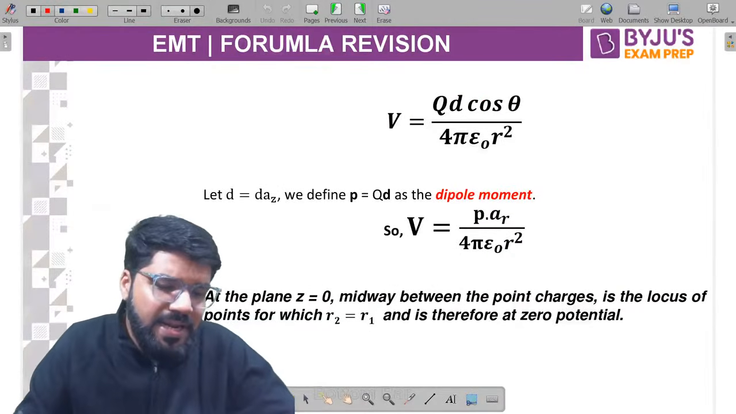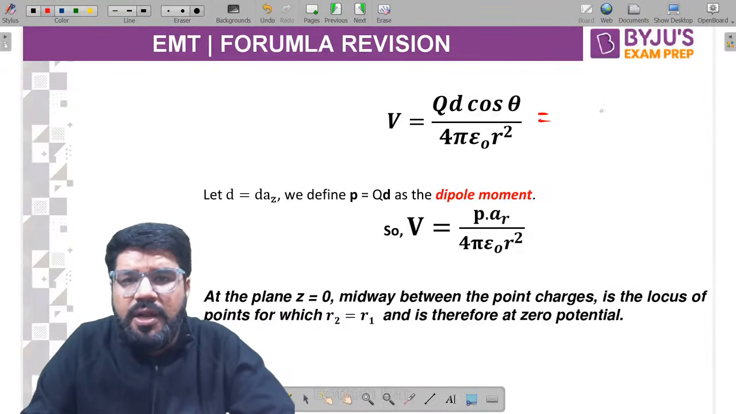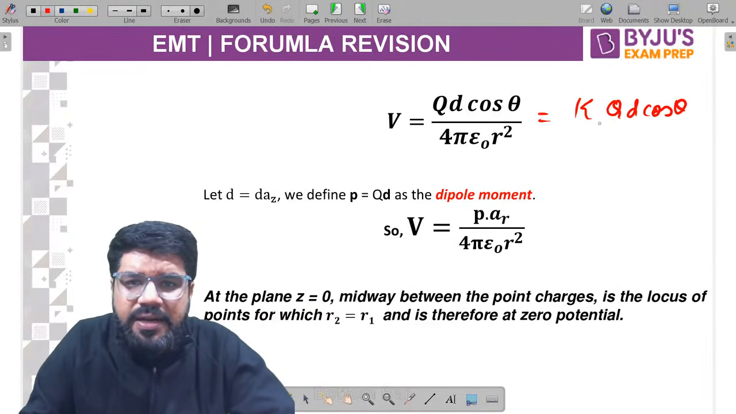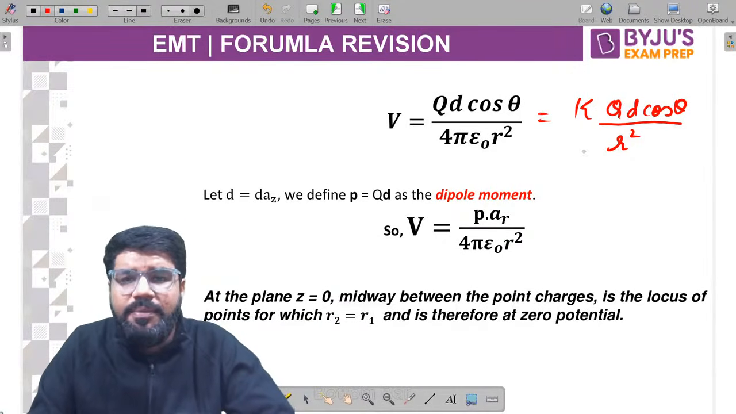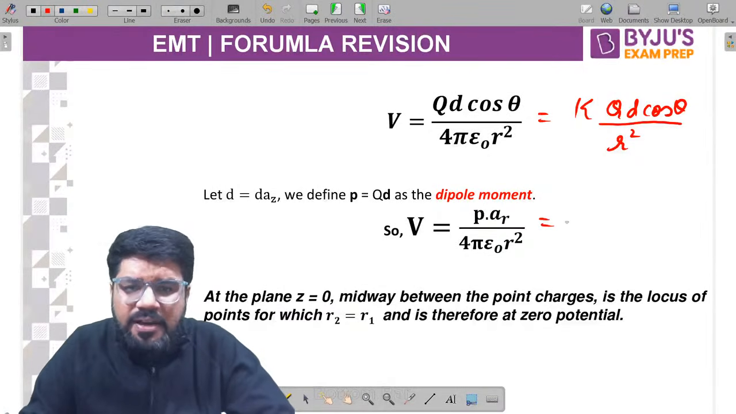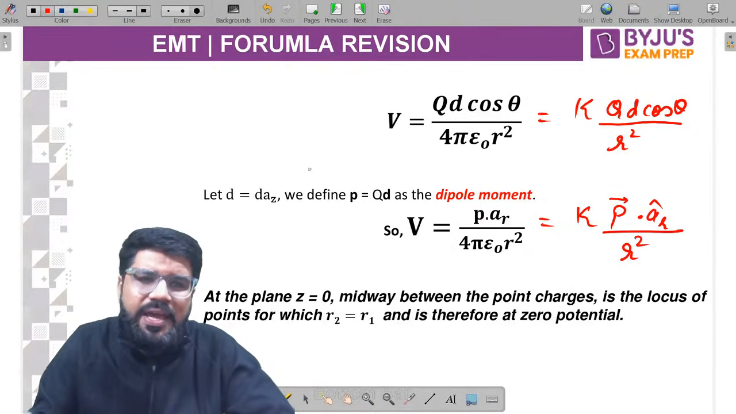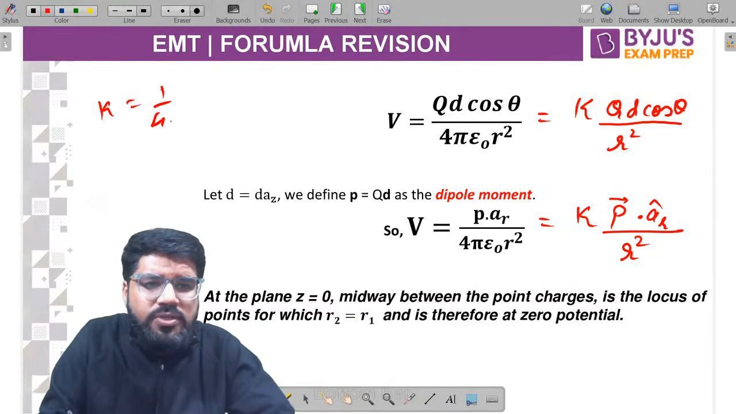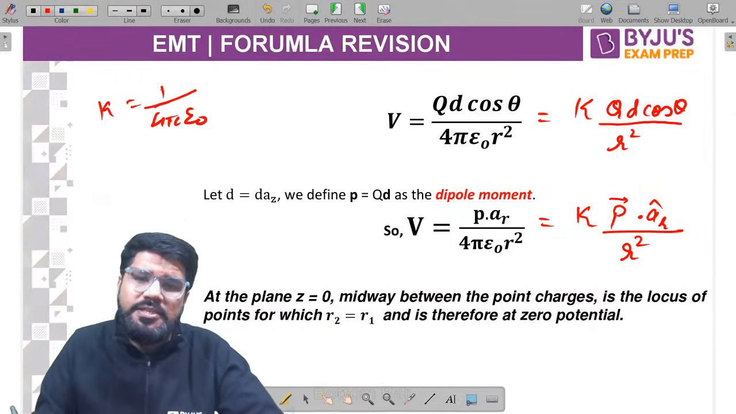We get the potential at any point due to this dipole as qd cos theta divided by 4 pi epsilon naught r square, or you can write this as kqd cos theta divided by r square. In vector terminology, this is also written as kp dot a_r cap divided by r square. K is 1 upon 4 pi epsilon naught, or simply 1 upon 4 pi epsilon if it is not free space.